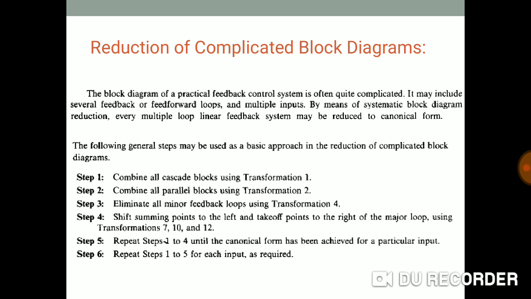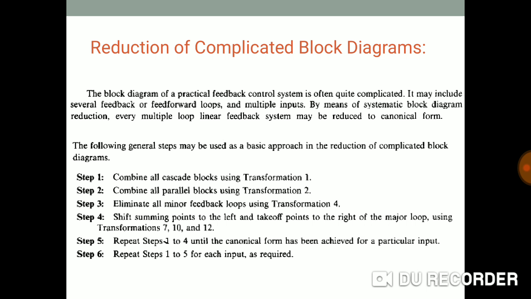First step is to combine all cascade blocks using transformation rule number 1. In the last discussion, we discussed all the transformation rules. Around 14 to 15 transformation rules are there, as we discussed in the last lecture. Step number 2, combine all parallel blocks using transformation rule number 2. Step number 3, eliminate all minor feedback loops using transformation rule number 4.